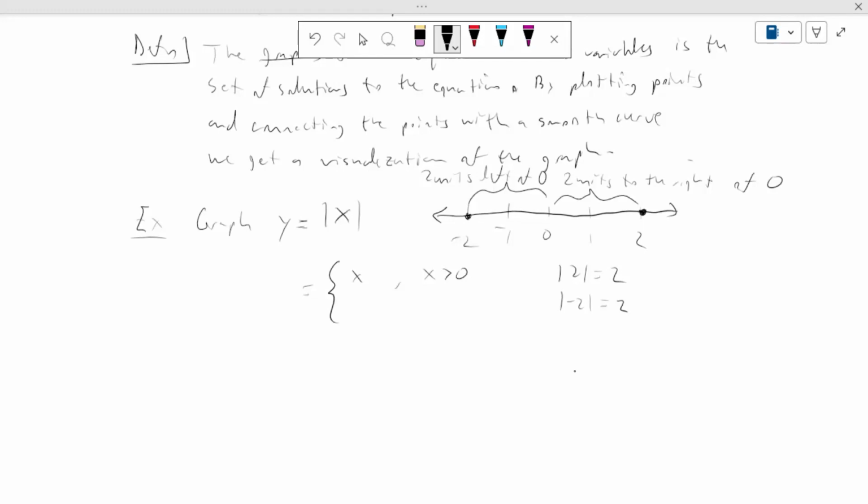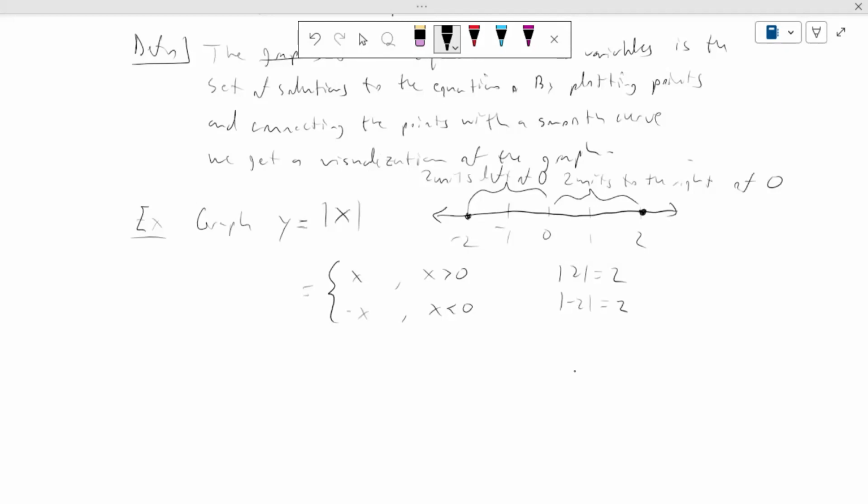However, if I plug in a negative x value, like -2, I need to somehow get rid of the negative sign. Any questions on that? So how do I make a negative number positive? Well, I multiply it by -1. So if I have some negative x value, then the absolute value of x will just be -1 times x.